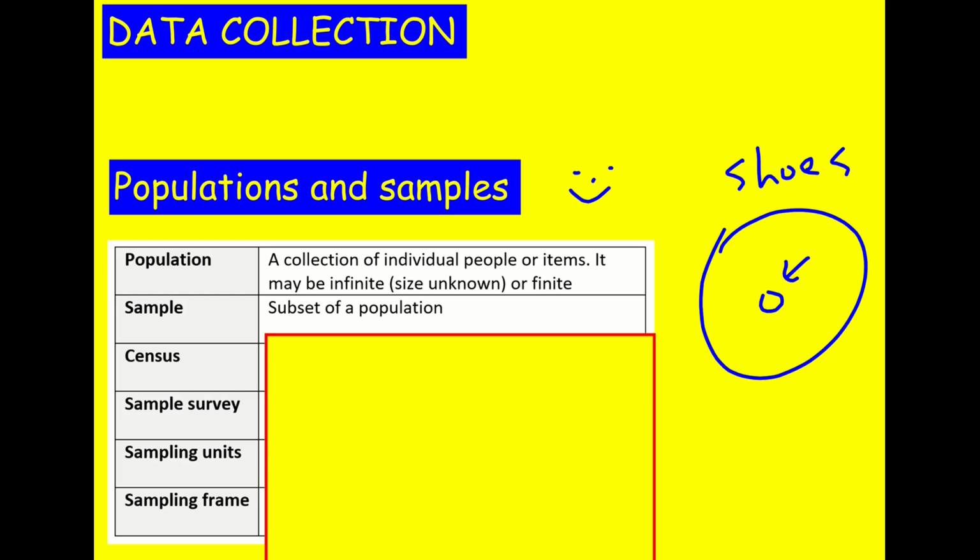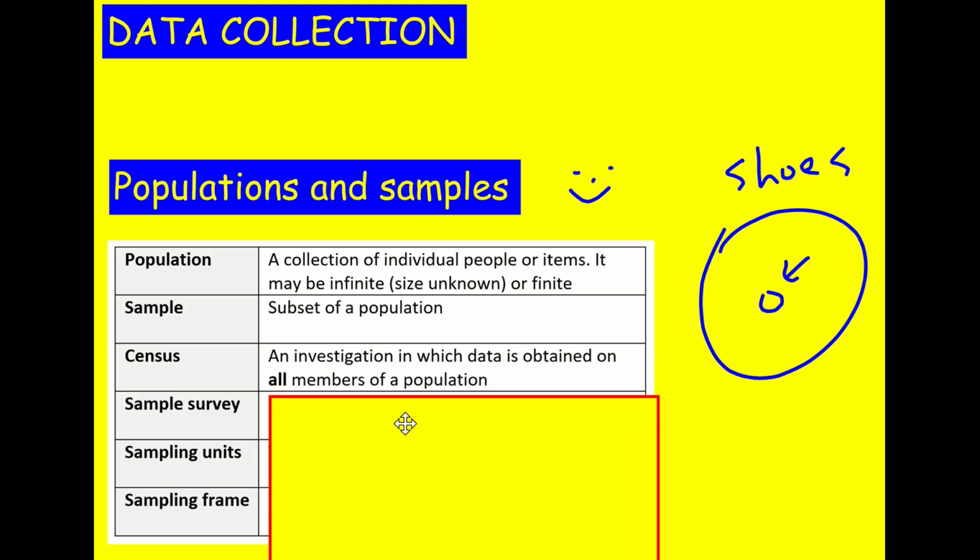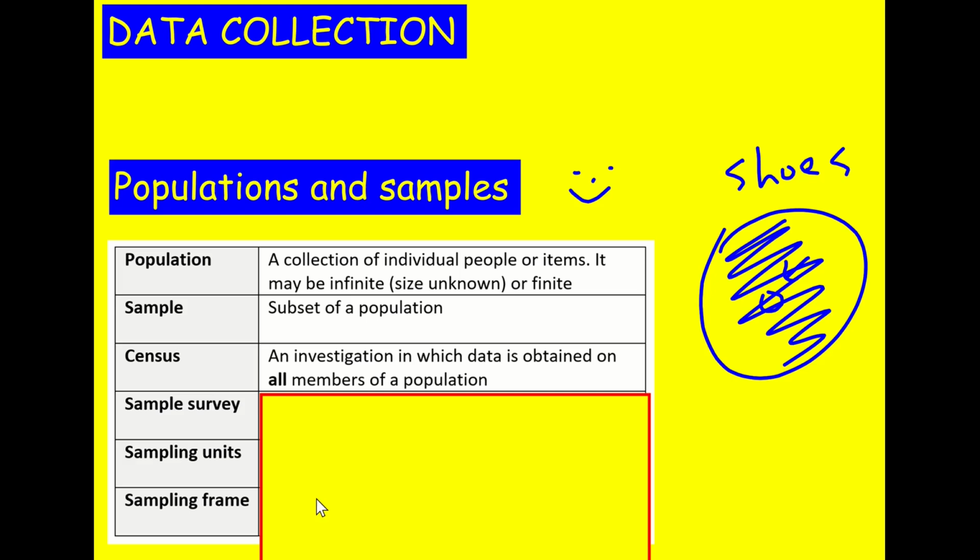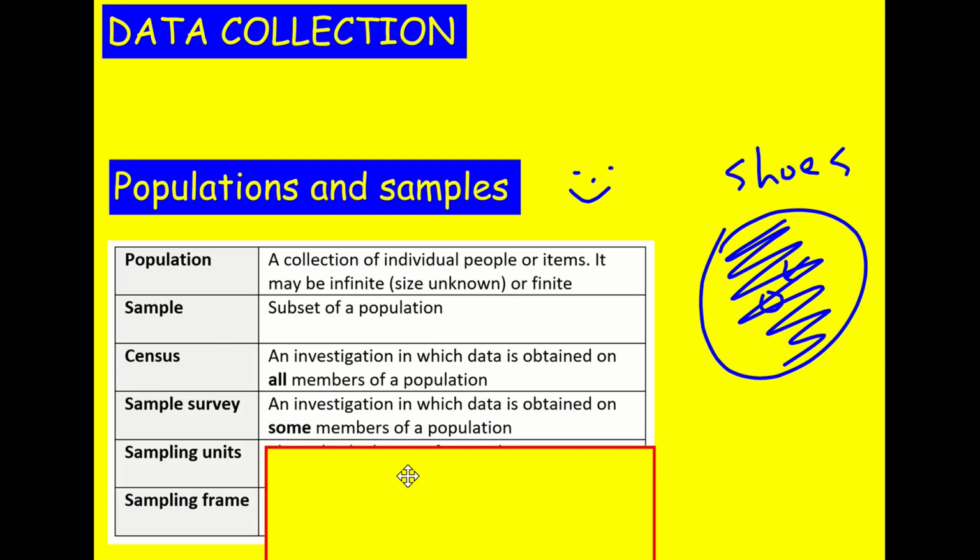Census. You may have heard of the word census before. Typically, in each country, a census is done every 10 years. It might vary depending on the country, and that collects data on everyone. So every 10 years, and there's a reason for that, which we'll talk about. But it is an investigation in which data is obtained on all members of a population. Note, it might not be all people. It might be all your shoes. You really want to know about all your shoes, for example. Sample survey, same sort of thing, but now you're doing an investigation about some of the population. So again, we're back to just wanting to know about these shoes.